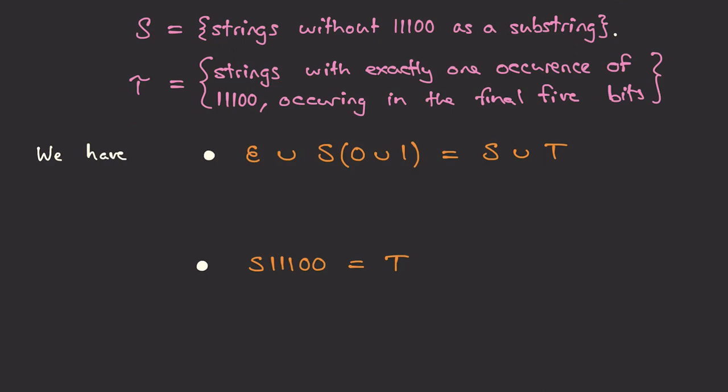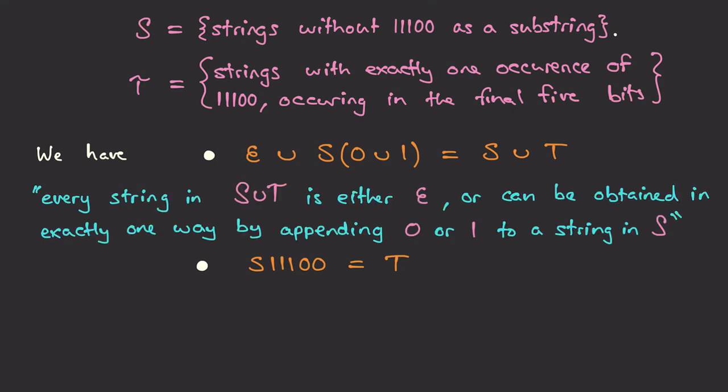These decompositions relate S and T in two different ways. The first one, in plain English, says that every string in S union T is either the empty string, or it can be obtained in exactly one way by appending a 0 or a 1 to a string in S. If you look at the definitions of pink S and pink T, you'll see why this is true. If I take a string without 11100 as a substring, and I append a 0 or a 1 to it, then perhaps I still don't have 11100 as a substring, or perhaps I do, but if I do, it will be in the last 5 bits.